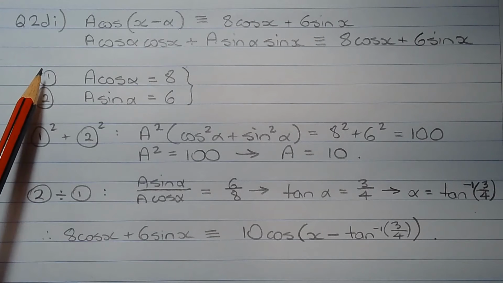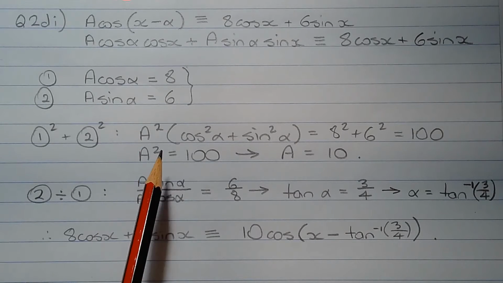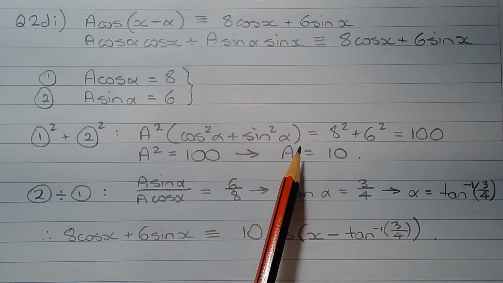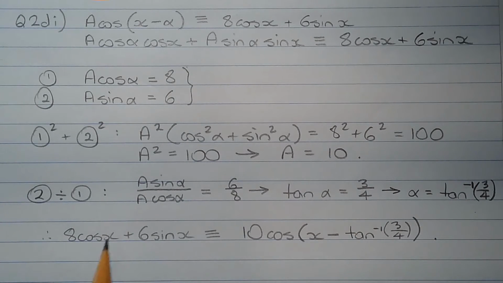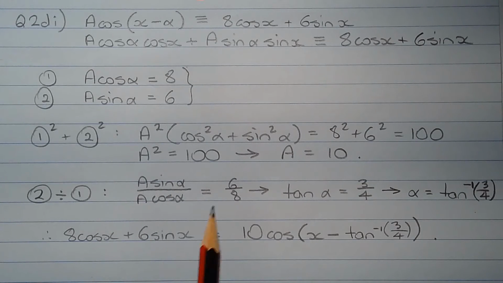So if we take equation 1 and square it, and take equation 2 and square that and add those two together, we get a squared outside of cos squared alpha plus sin squared alpha is equal to 8 squared plus 6 squared, which is equal to 100. And cos squared alpha plus sin squared alpha is equal to 1, using a Pythagorean identity. So we have a squared is equal to 100, and then taking the positive square root of both sides, we get a is equal to 10.